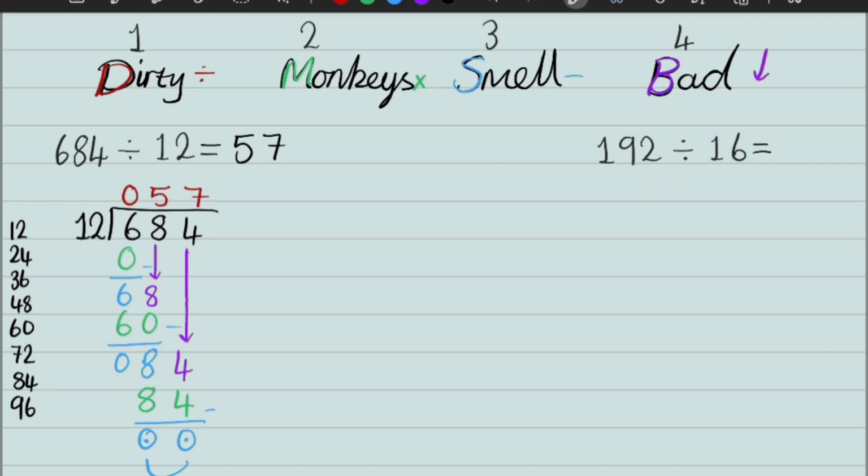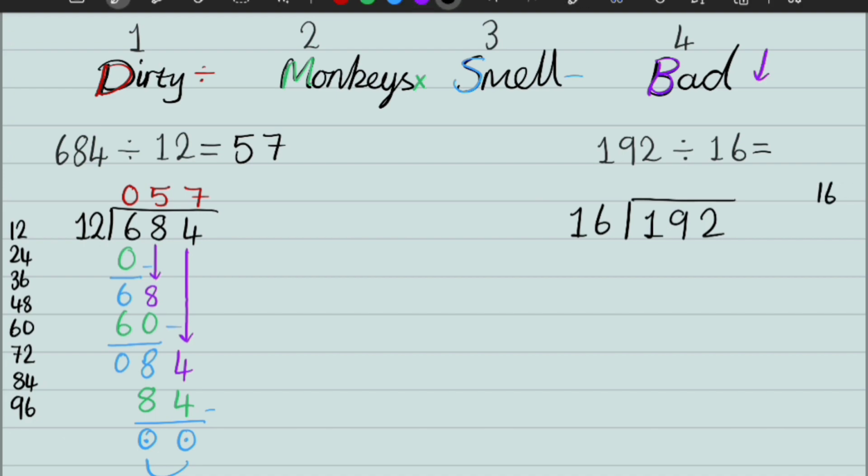All right, let's give that one more try over here, okay? Firstly, we're going to put him into a bus stop. So we've got a bus stop, 192 divided by 16. All right, next step, always helpful to get my times tables written down the side there.